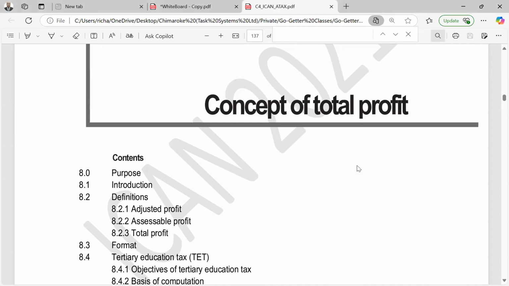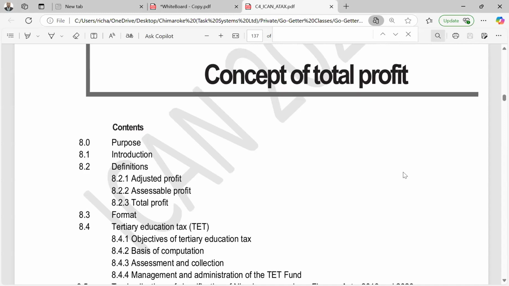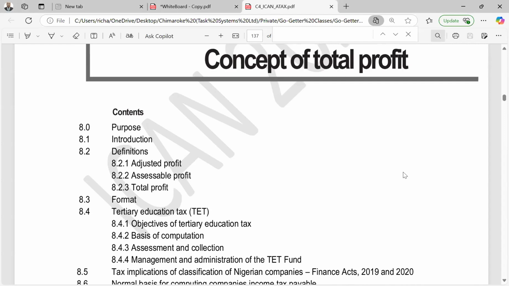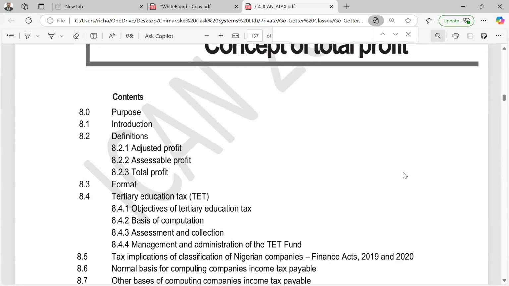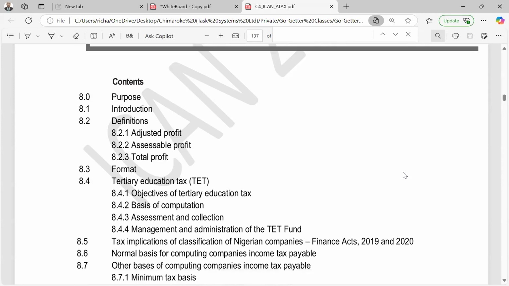We are taking the topic concept of total profits. In our class today, we are going to be looking at what is adjusted profit, what is assessable profit, what is total profit. We're going to be seeing the format of these profits. So we'll be looking at tertiary education tax.